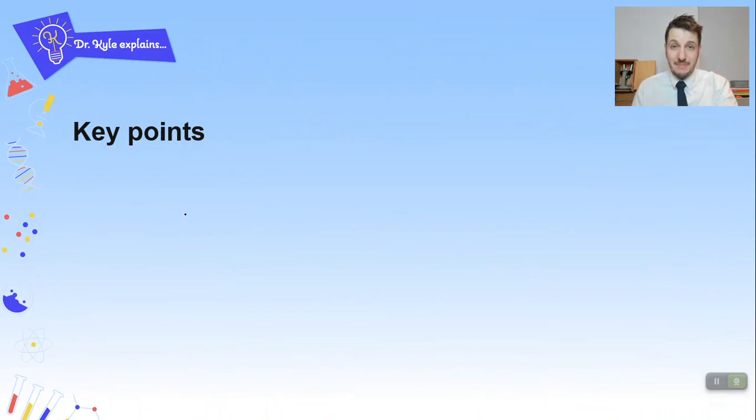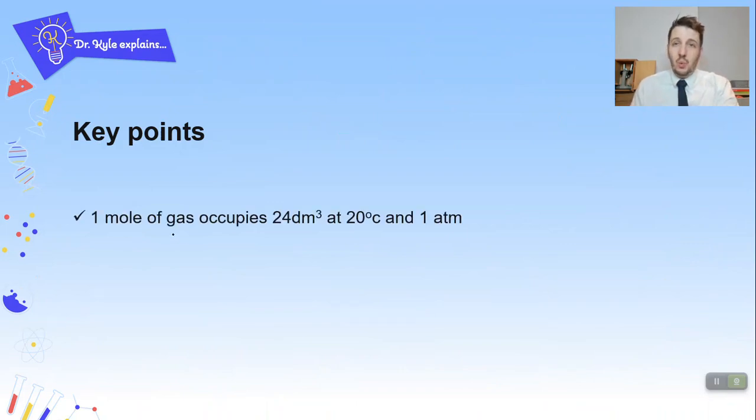Okay, so some key points first of all. 1 mole of gas occupies 24 decimeters cubed when at 20 degrees and in 1 atmosphere of pressure. Now 1 atmosphere of pressure is basically normal room pressure, and 20 degrees is roughly what's considered room temperature. So 1 mole of any gas, be it oxygen, nitrogen, carbon dioxide, will always occupy that 24 decimeters cubed.